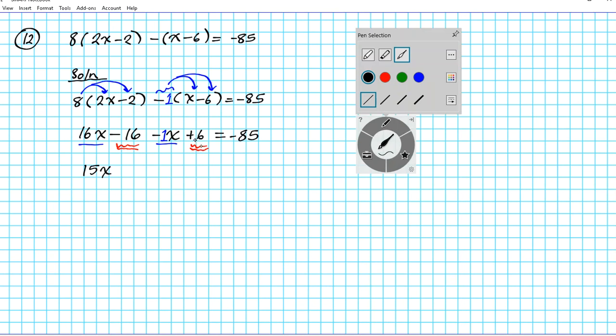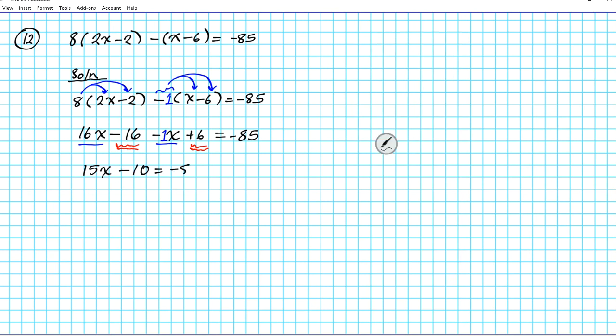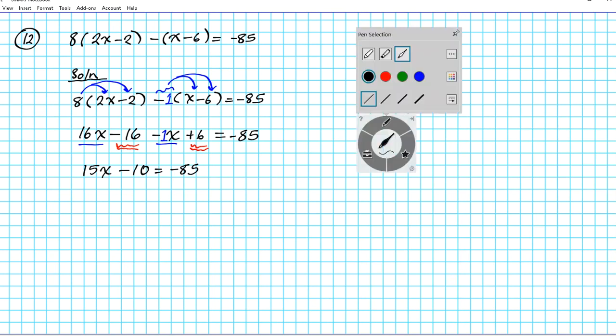So what we're going to do is subtract and keep the sign of the greater, which is negative. So minus 10 is equal to negative 85. Now to get x isolated, we're going to get rid of the negative 10 first, and then the 15, which is a coefficient.